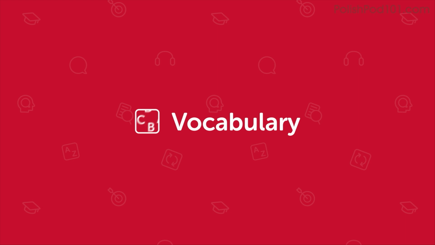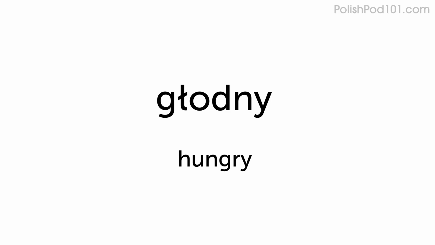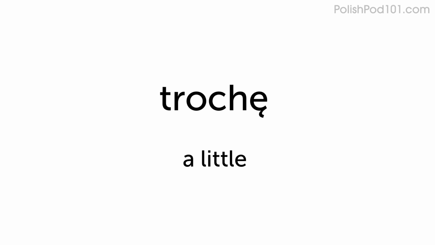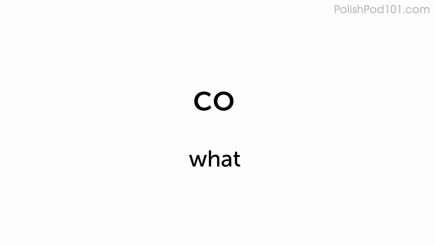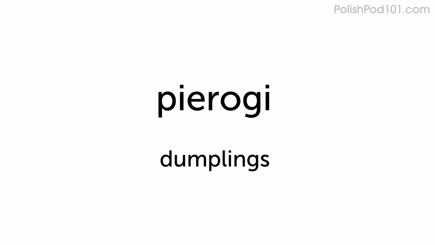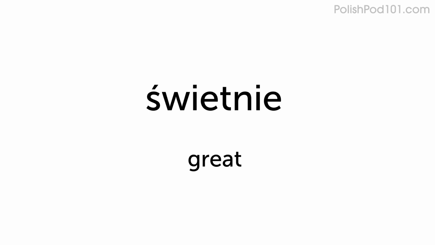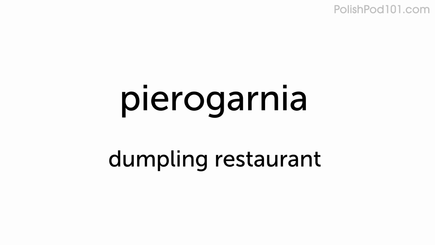Now you'll hear the key vocabulary, followed by the English translation. Głodny. Hungry. Trochę. A little. Co? What? Jeść. To eat. Pierogi. Dumplings. Świetnie. Great. Pierogarnia. Dumpling restaurant.